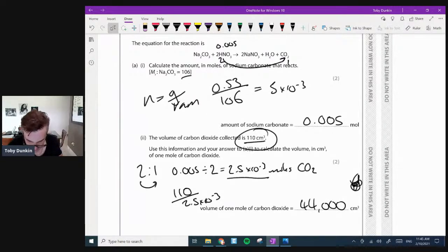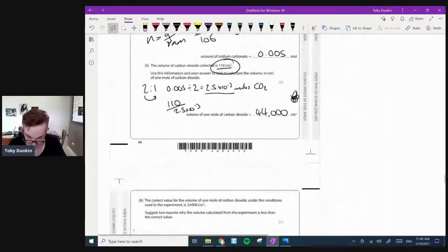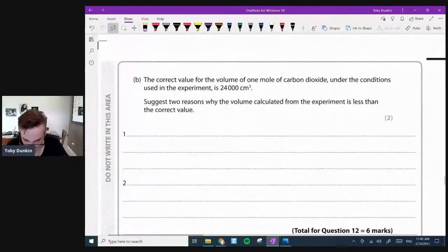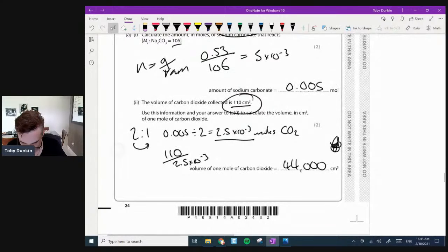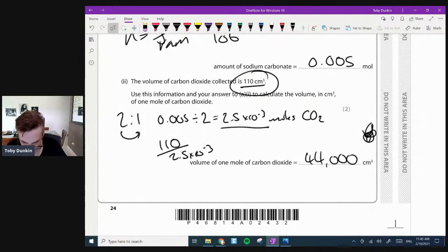The volume of carbon dioxide collected was 110 centimeters cubed. 110 divided by the answer, and I get 44,000. That's really weird. The correct value of the volume of 1 mole under standard conditions is 24,000. Suggest 2 reasons why the volume calculated is less than the correct value. Oh dear. I've got larger than the correct value. How have I gone and done this? Moles of CO2.